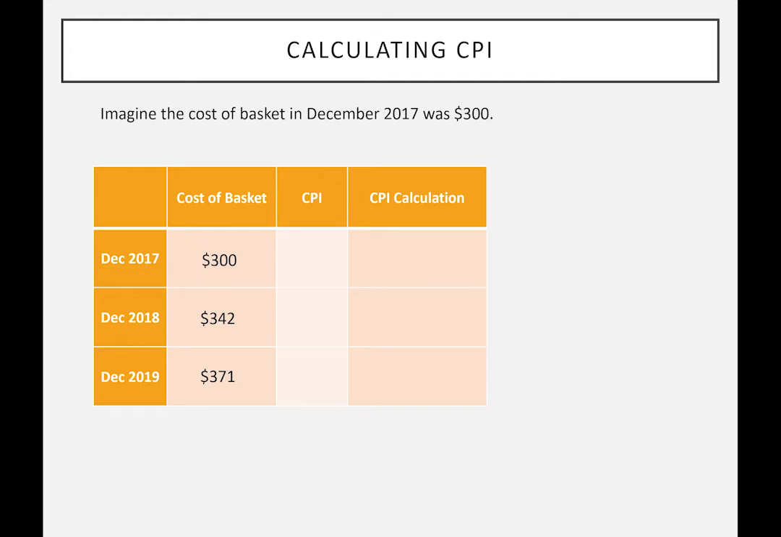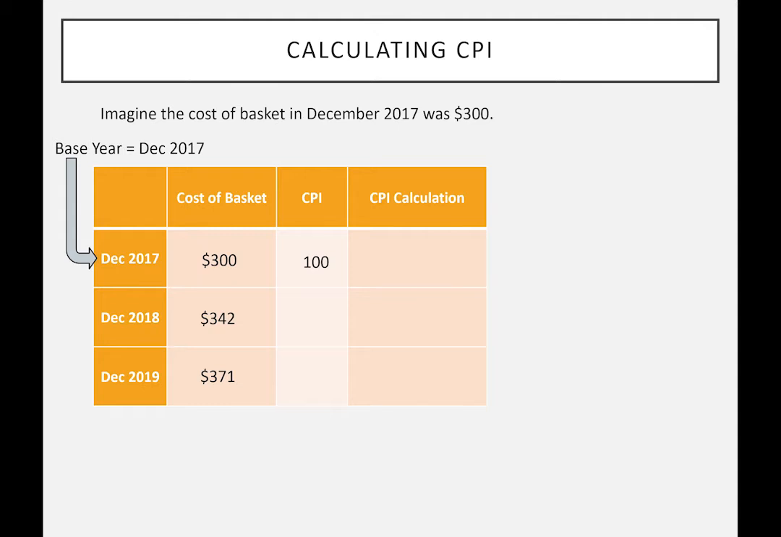So the first thing to do is to pick a base year. Well, in this case, it'd be like a base month. But I'm going to completely arbitrarily pick December 2017. I'll call that the base year. And by definition, in the base year, the CPI is 100. Why? Because the guy that invented this happened to think 100 is a nice round number.